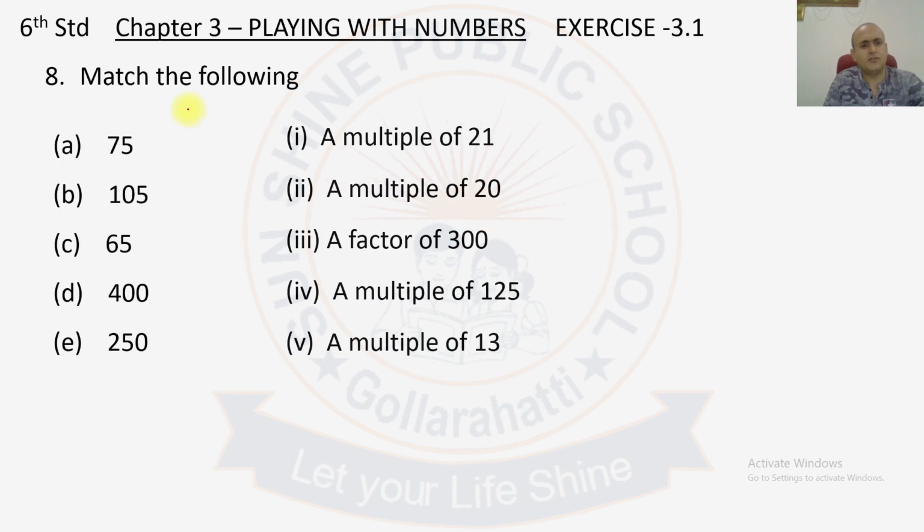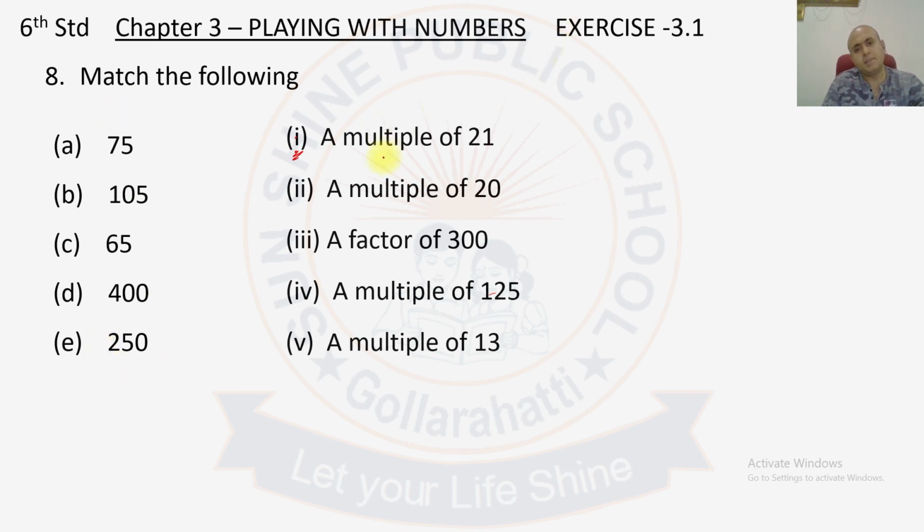Last main question, match the following. Here they are given 75, 105, 65, 400 and 250. On the right side they are given a multiple of 21, a multiple of 20, a factor of 300, a multiple of 125, a multiple of 13. So we don't know how to match. For example, I'll take this number first. First one is a multiple of 21. I'll write the multiples of 21. Therefore I can match some number here. If I keep on writing the multiples of 21, I can match to any of these numbers.